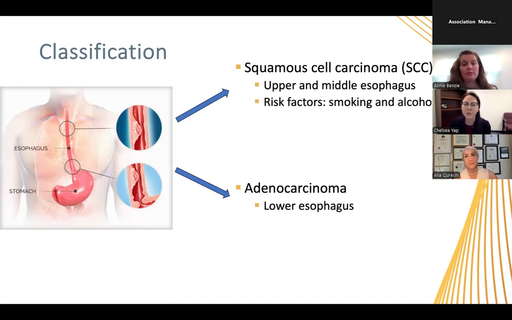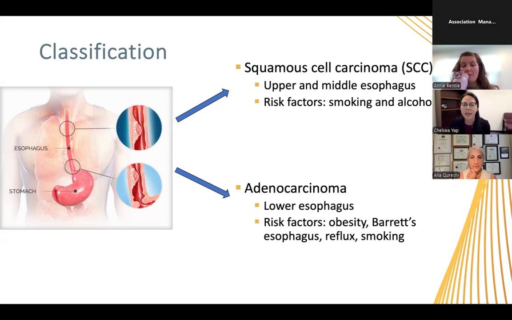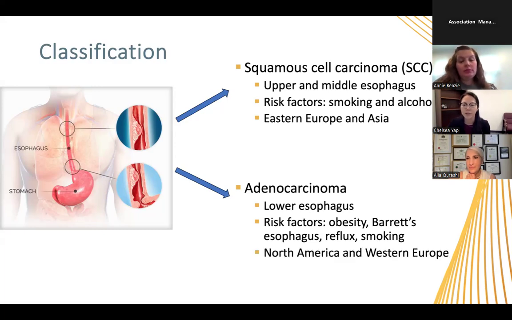Risk factors for squamous cell carcinoma include things like smoking and alcohol, and adenocarcinoma risk factors are things like obesity, Barrett's esophagus, reflux, and smoking as well. And like we said, squamous cell carcinoma is more common in Eastern Europe and Asia, while adenocarcinoma is more common in North America and Western Europe.